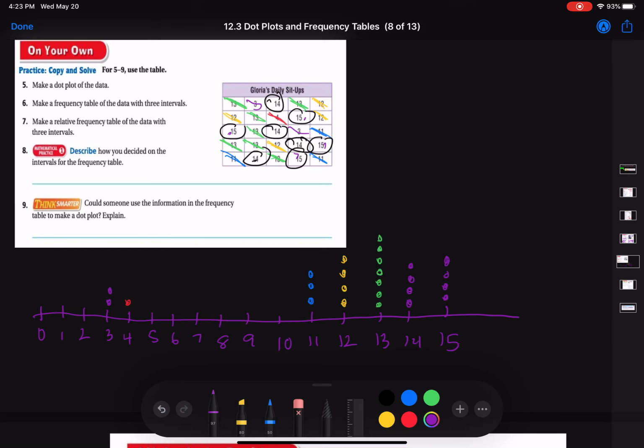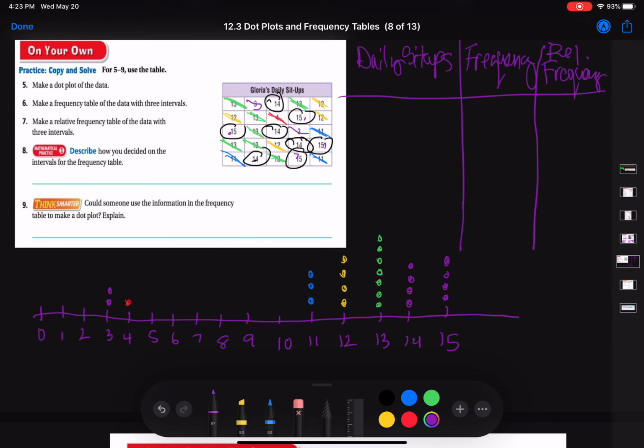Now they want you to make a frequency table and a relative frequency table. All right, so daily sit-ups. Frequency. Sorry, I wish I could be a little bit neater, but it's kind of hard to write with this pen. And then we're going to do relative frequency.